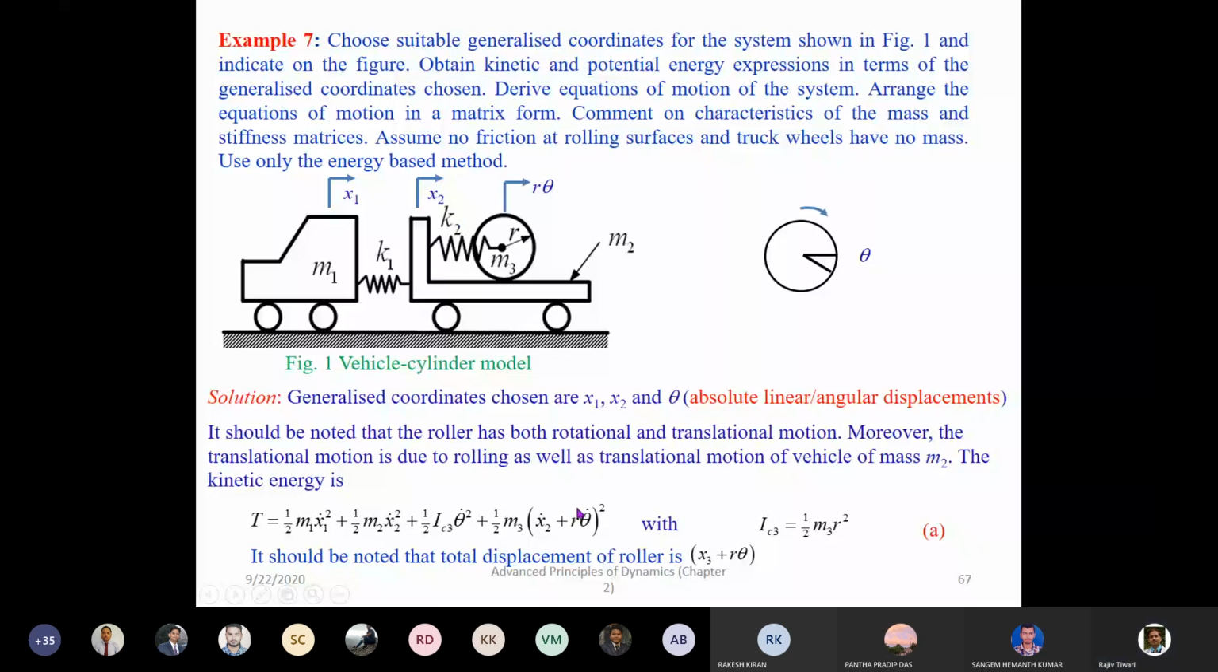So this will be the displacement. If we differentiate, we get the absolute velocity of this particular cylinder, and the square of that will give the kinetic energy. So this is the main thing. M1 and M2 have simple kinetic energy, but this cylinder has the rotational part and the translational part, so we need to be careful in obtaining the kinetic energy. Once we know the kinetic energy, I think the other derivations will be simpler.